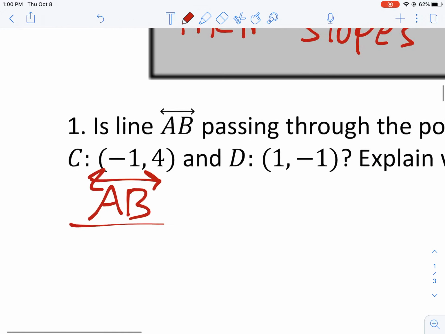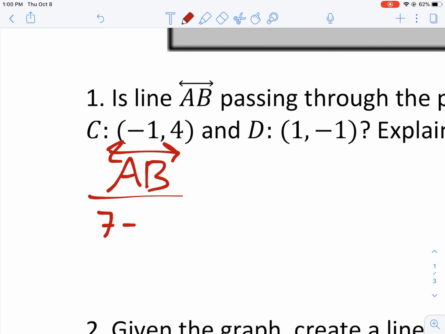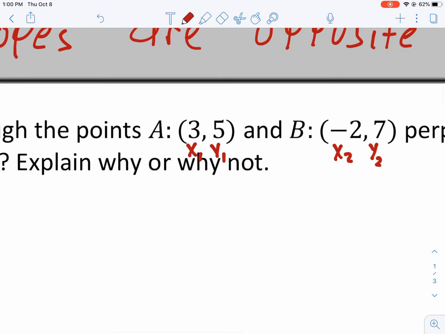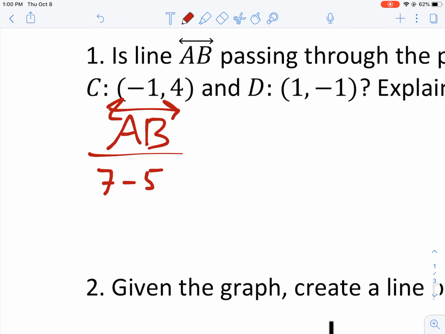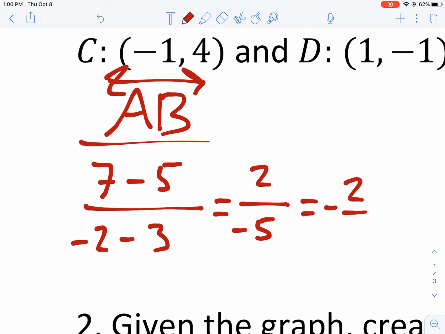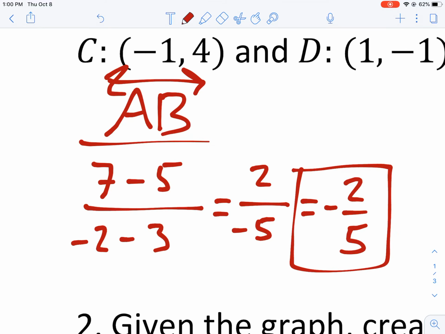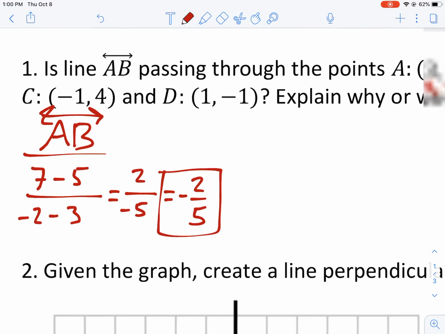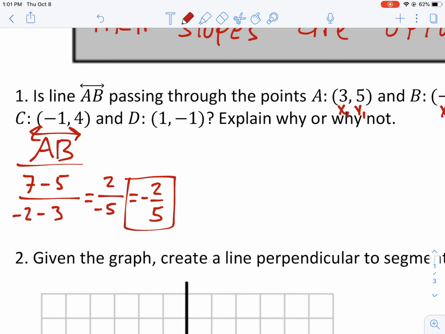So y2 minus y1, that's 7 minus 5. x2 minus x1, that's negative 2 minus 3. And if we do this, 7 minus 5, that's 2. Negative 2 minus 3, that's negative 5. So this equals negative 2/5. So you can already kind of think now, what do their slopes have to be if they're perpendicular? It would have to be 5 over 2, right? Positive.